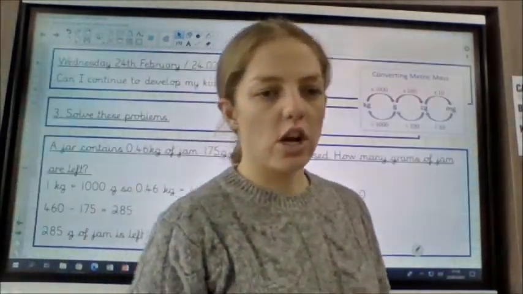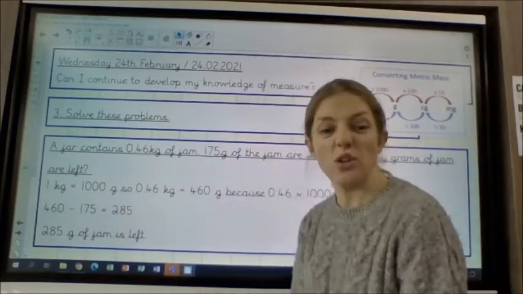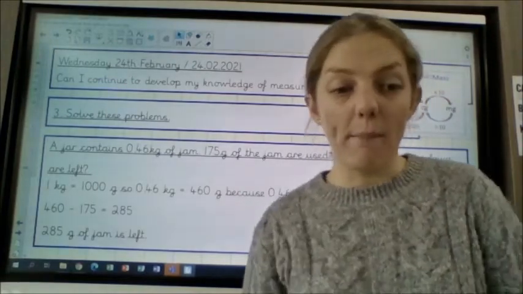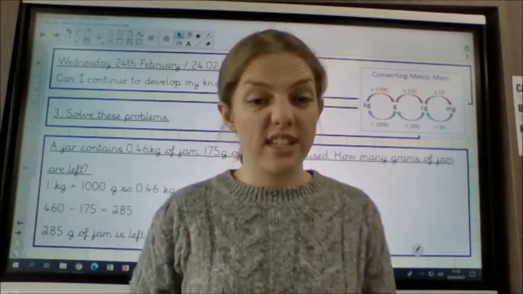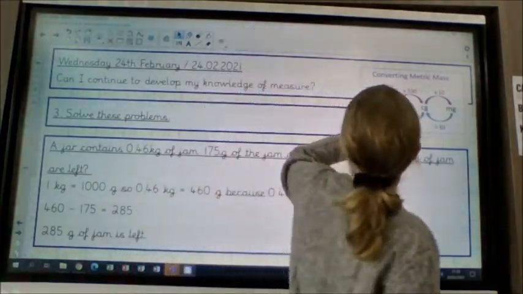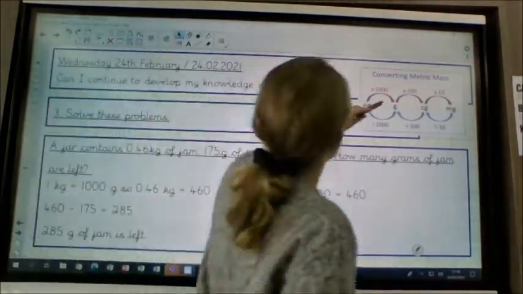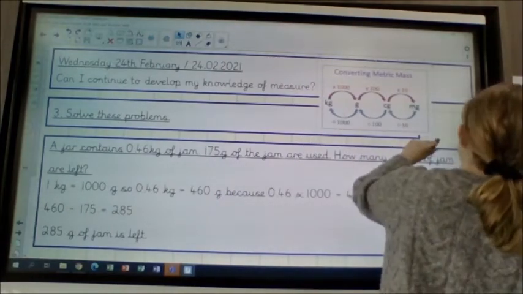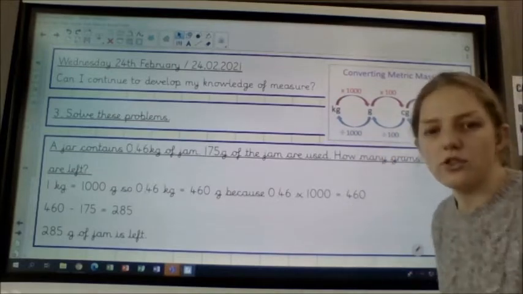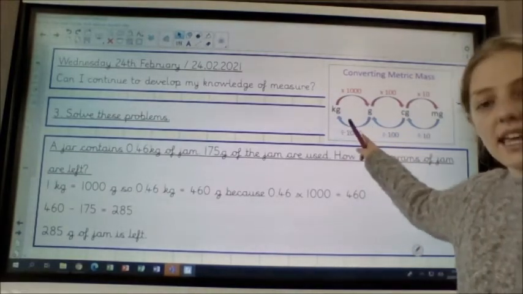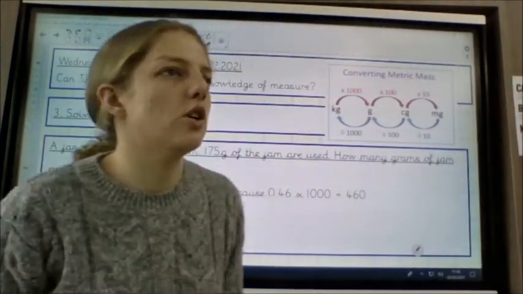Okay, let's have a look at our next question. So your final question for today is asking you to solve these problems. Now, I've already written the problem out on the board to help me, okay? Because then I can explain to you the different steps that you need to take. Okay, so I've just made that a little bit bigger so you can see what I'm going to be talking about in a bit. So, this question is asking you to solve these problems.